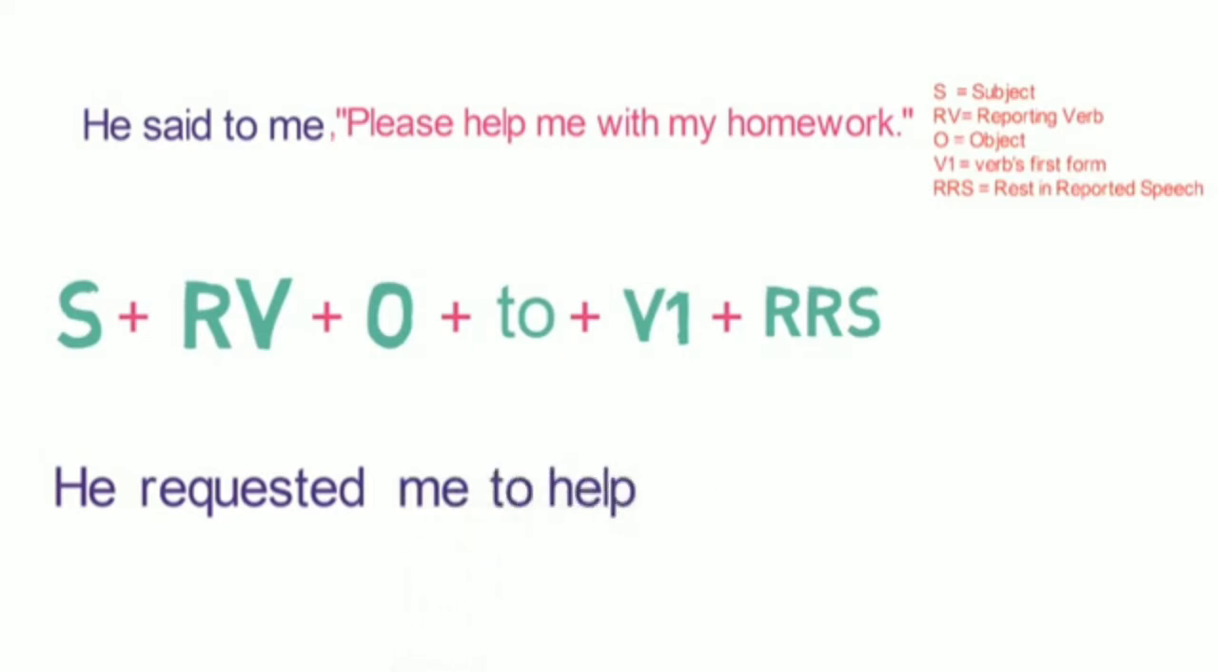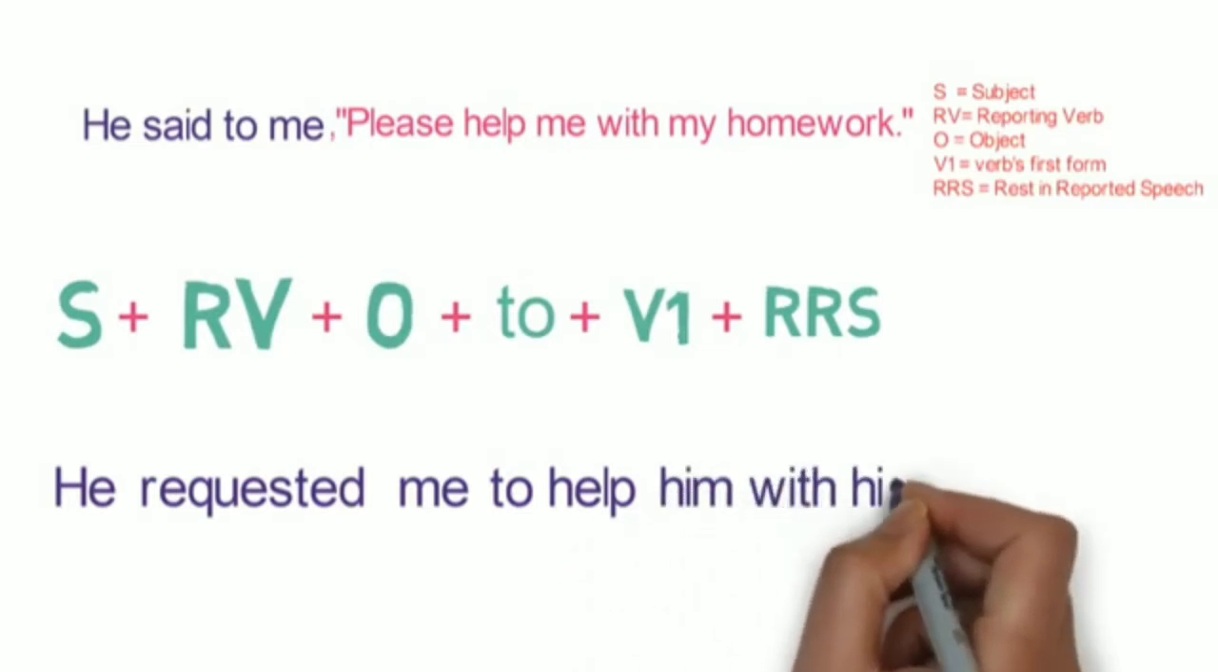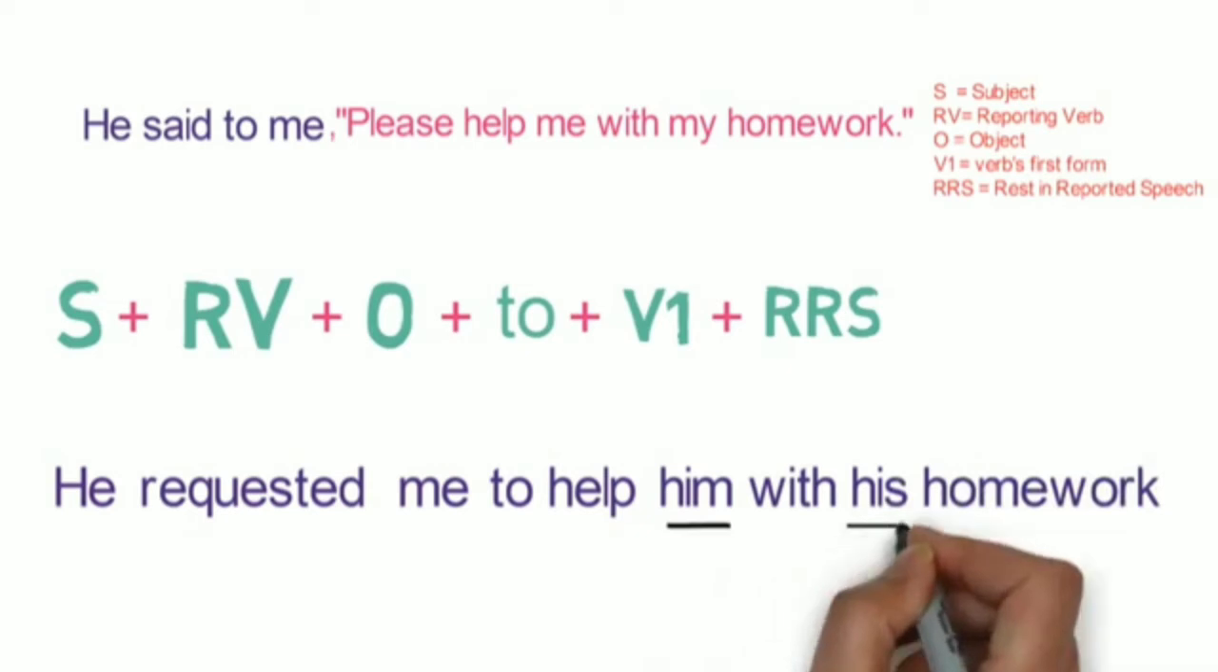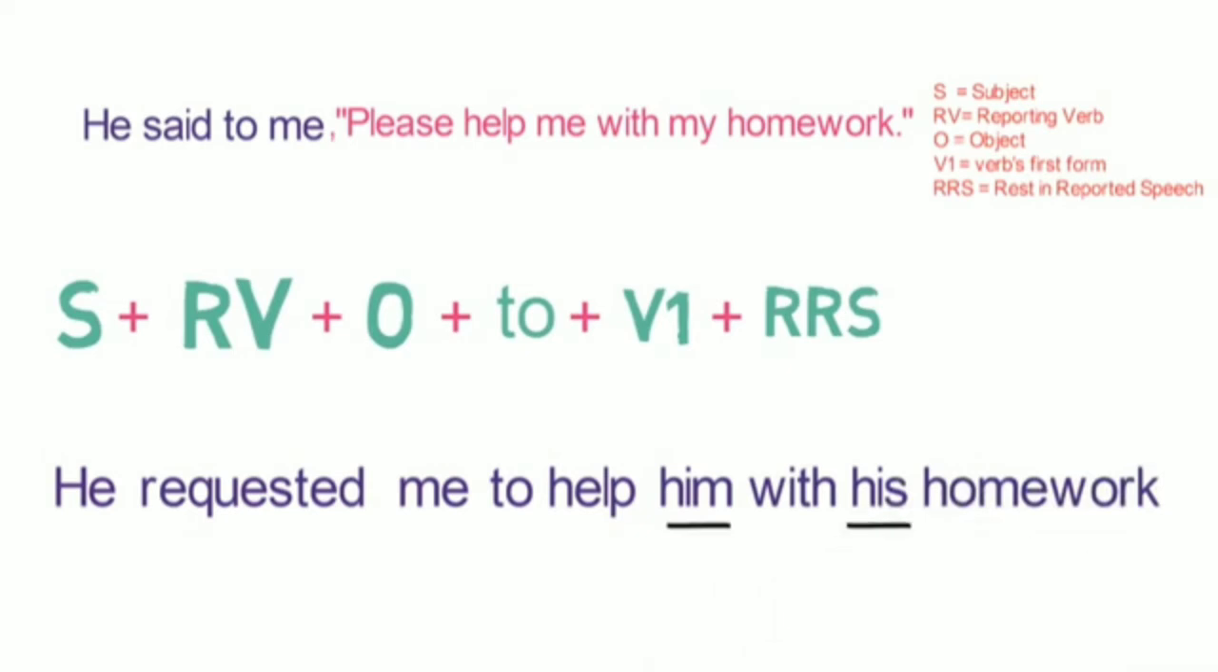Then to help will come as help is the verb's base form. Finally, we will add the remaining part of the reported speech, him with his homework. Notice we have changed the first person pronoun as per subject. And the final sentence is in indirect form, which is, he requested me to help him with his homework.